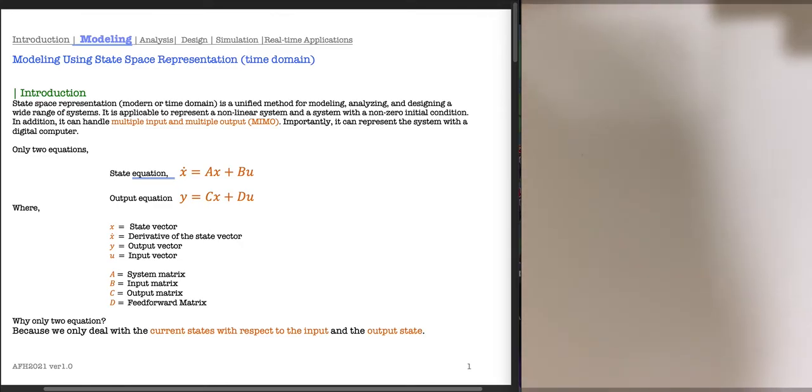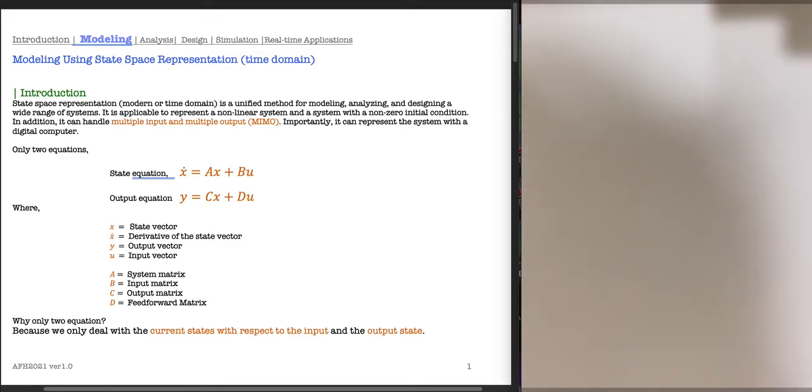State space is considered a modern, or time domain, representation. It is a unified method for modeling, analyzing, and designing a wide range of systems. The advantage of state space representation is that it can handle multiple inputs and multiple outputs, or MIMO, and we can also implement the systems in real-time hardware.